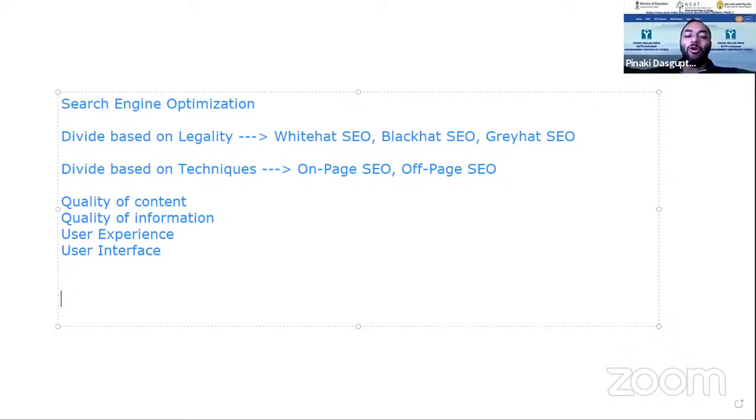The name suggests it all. On-page means on the page or on the web page. So when you are doing SEO, you have your own website and you are working on your website. You are updating the content of your website, updating the information in your website. All these techniques, whatever you are doing within your website, is called on-page SEO. And off-page SEO is whatever SEO techniques you are doing outside your website.